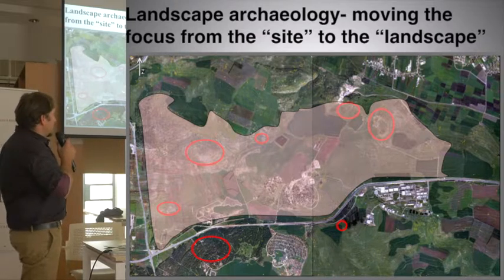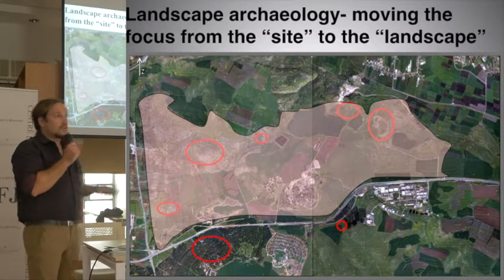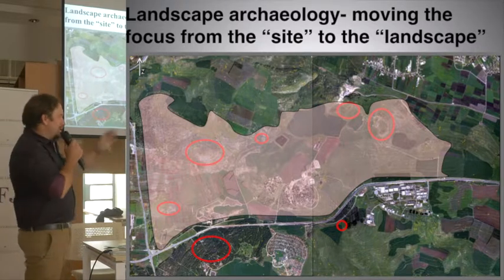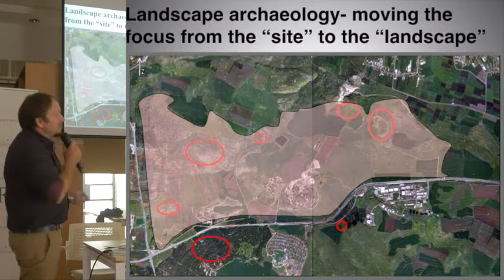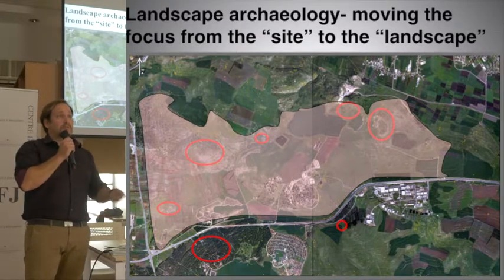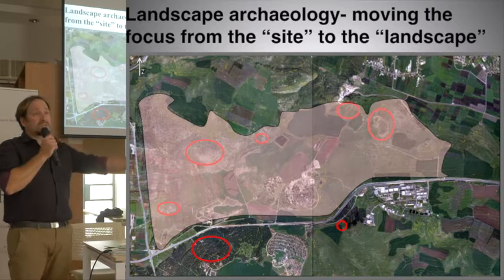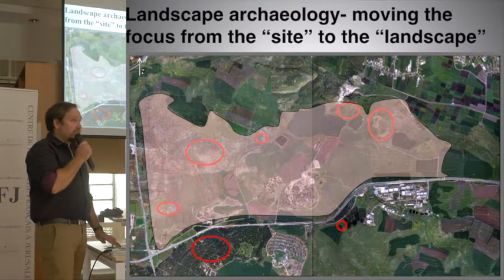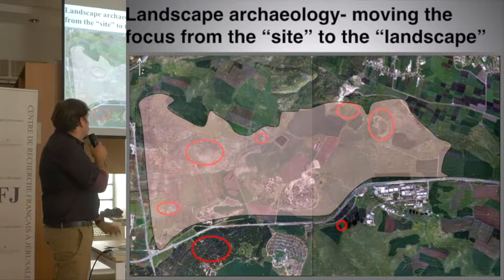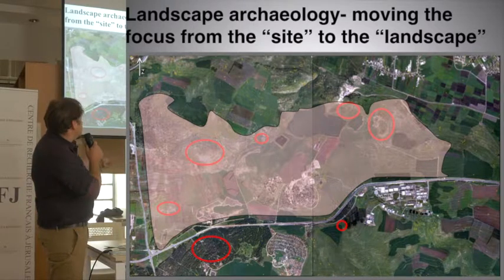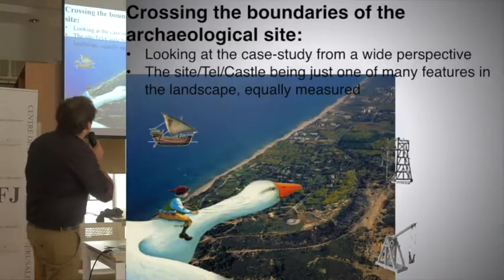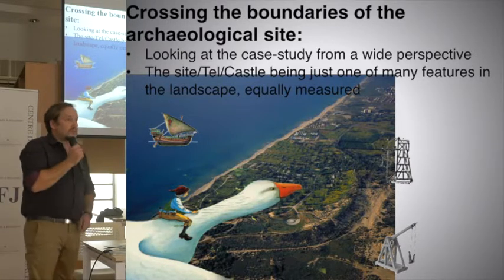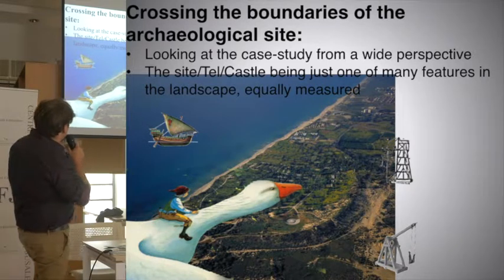Why do you have to study also modern features such as road systems, field systems, things like this, even the layout of a ranch, fences and things like this? Those things might be related to continuity, and things which we see today in some way echo things that have been done or laid in the past. So we look at this entire landscape as the archaeological site, looking at the case study from the right perspective, also when we're talking about siege operations and things like this.